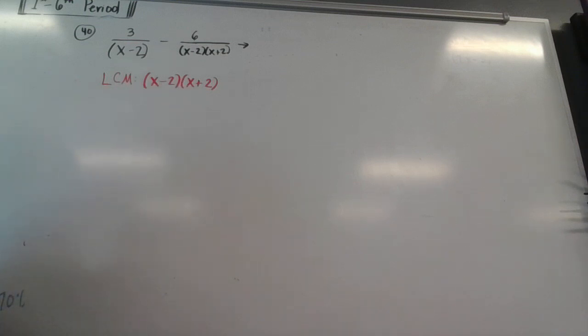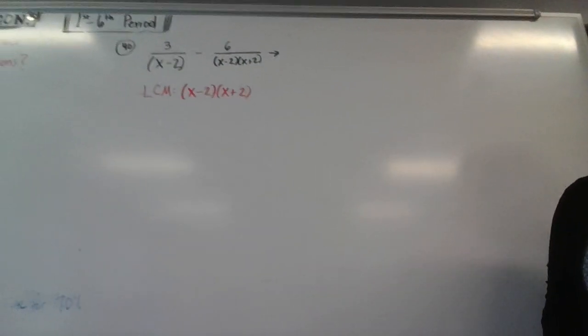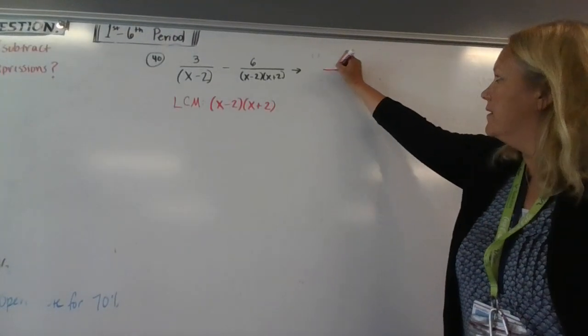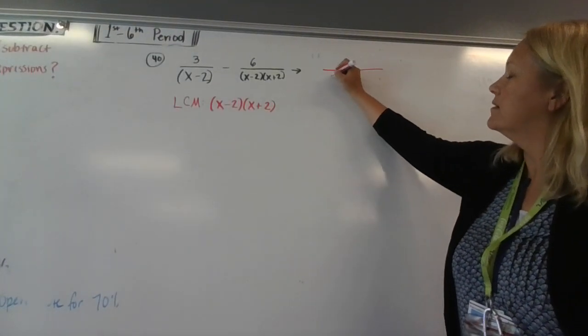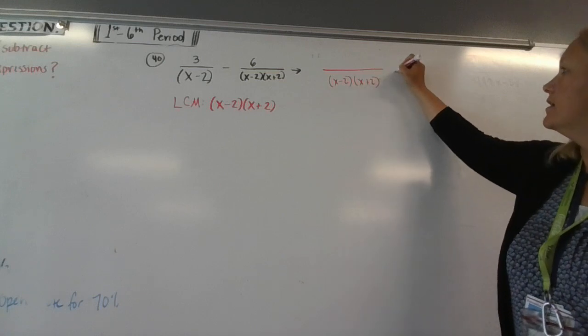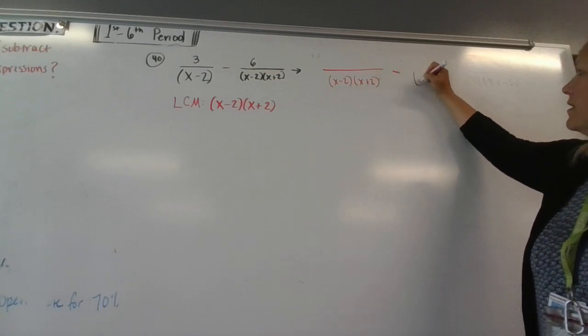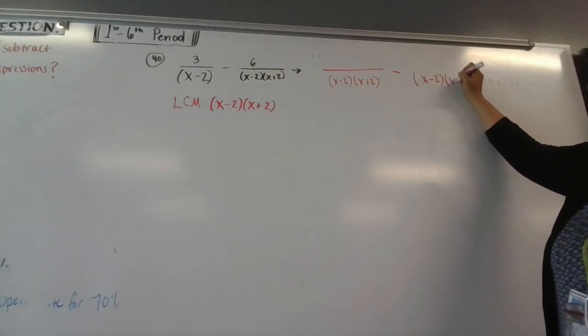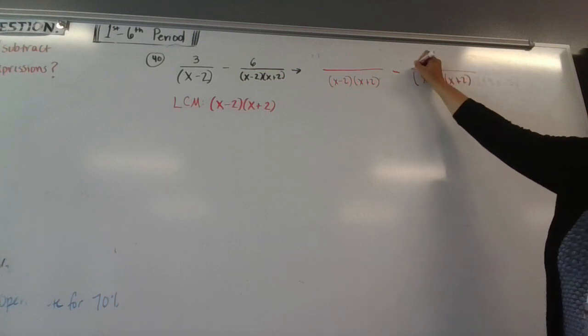So I'm going to write it out twice, 2 new fractions with this denominator. So it would be 3 times x plus 2 over x minus 2 times x plus 2. That's right, yeah. We don't simplify it there yet. I am going to distribute it actually.